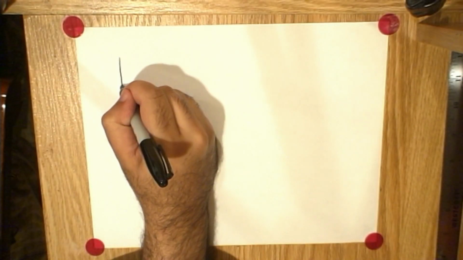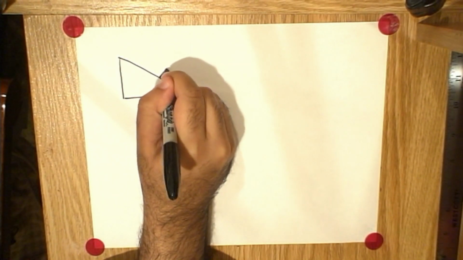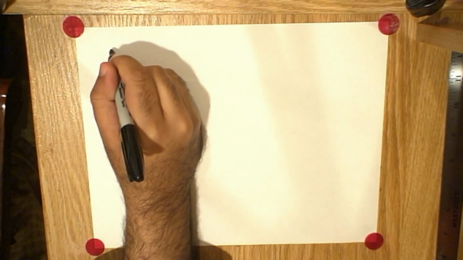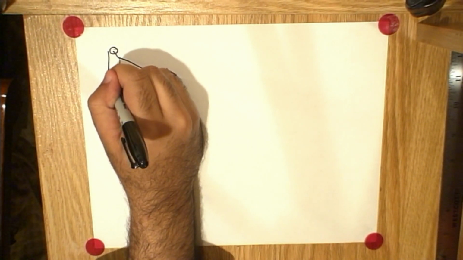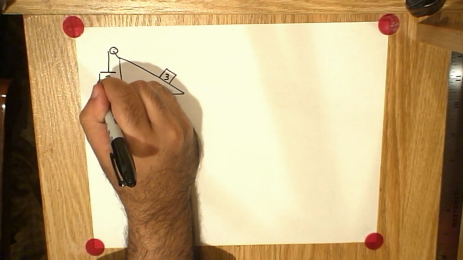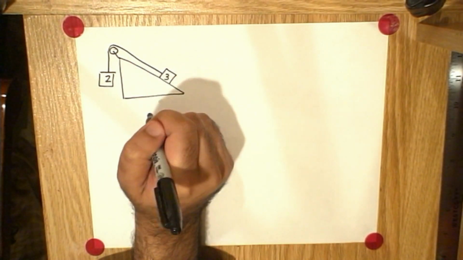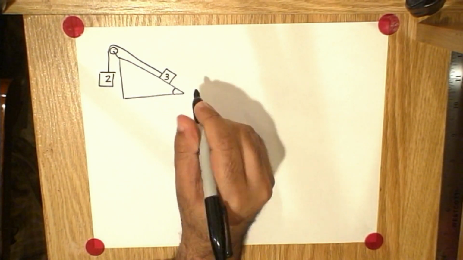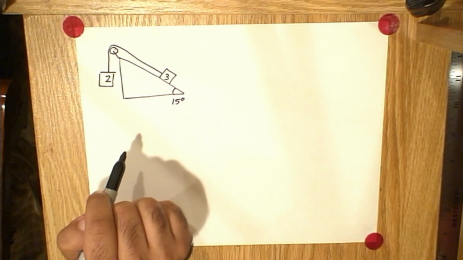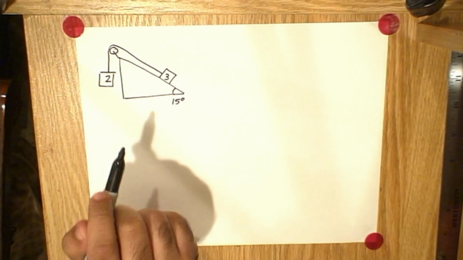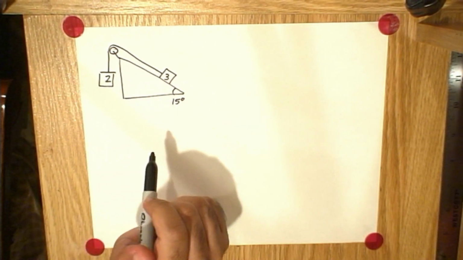In this question, we have a ramp and a 3 kilogram object sitting on the ramp, but this time we have additionally a pulley. A 2 kilogram object is strung from the pulley, and the rope goes over and attaches to the 3 kilogram object. The inclination is 15 degrees, and we are told that there is no friction. In this situation, we want to find out what the acceleration of the 3 kilogram object will be.